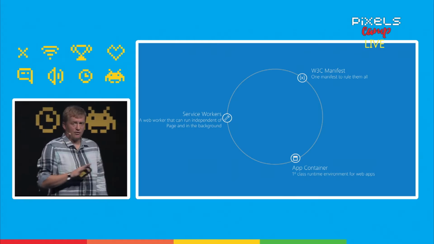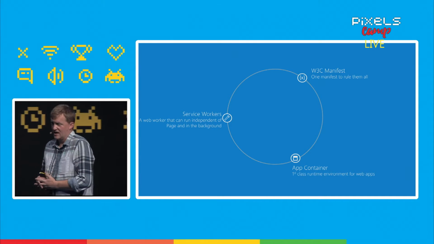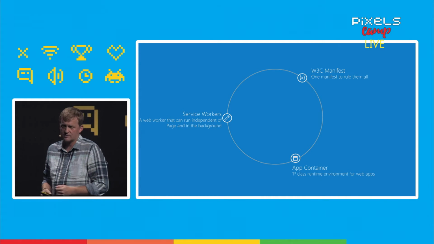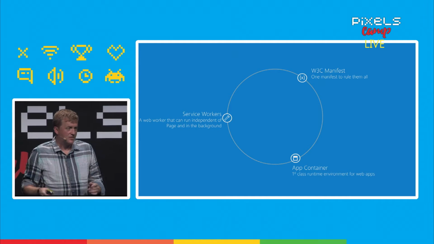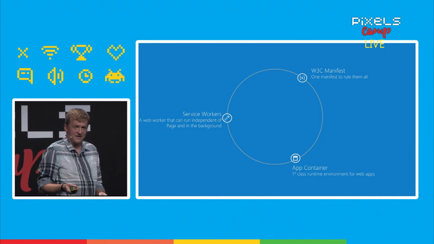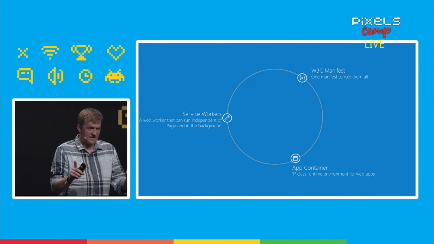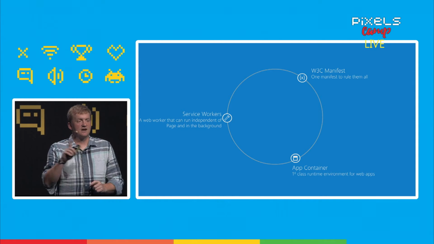So we're going to talk about three key technologies, or groups of technologies. There are more parts that we can talk about when we talk about progressive web apps, but we're going to focus in on these three. The first is the W3C Manifest. This is the idea that we have one manifest that web developers work for, and it works everywhere.